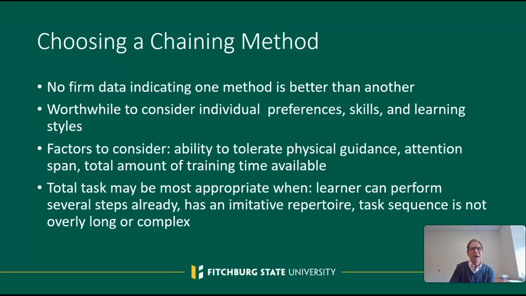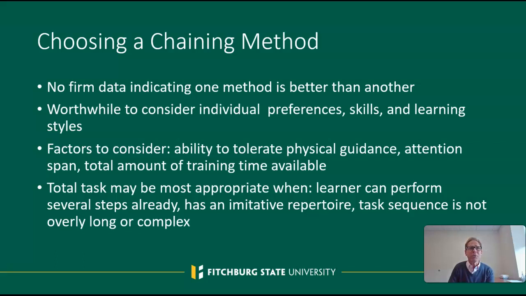And some factors that we might want to consider related to that would be: what is a learner's ability to tolerate physical guidance? What's a learner's attention span? What's the total amount of training time available? And that could be how much time is available for any one session, because we know that forward chaining and backward chaining individual sessions take less time than total task. But as far as the total amount of time as measured in days or weeks or months to learn a skill, total task presentation may be more efficient in terms of the overall number of sessions required to achieve mastery.